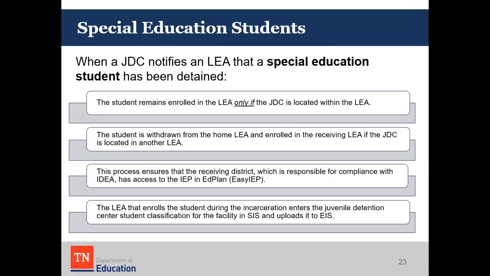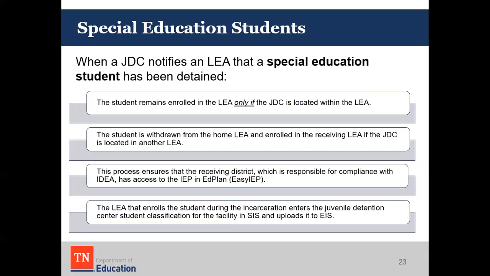So when a JDC notifies an LEA that a special education student has been detained, the process is different. The student remains enrolled in the LEA only if the JDC is located within the LEA. If the JDC is in another district, the student is withdrawn from that home LEA and enrolled in the receiving LEA, again, if the JDC is located in another LEA. This process ensures that the receiving district, which is responsible for compliance with IDEA, has access to the IEP and EDplan, or Easy IEP.